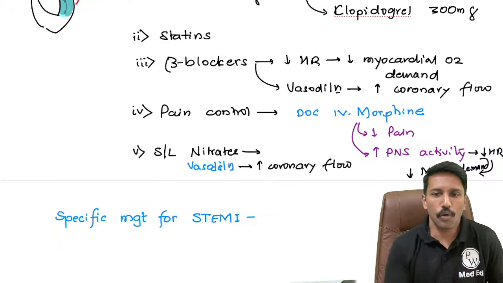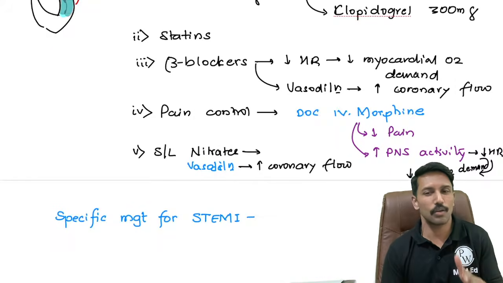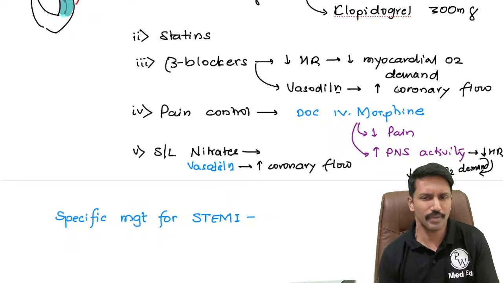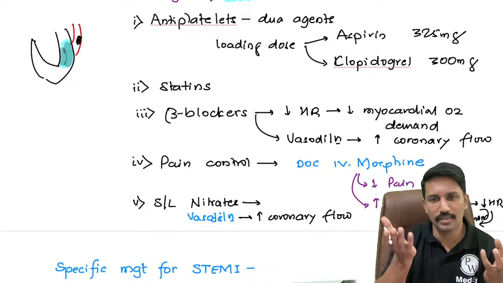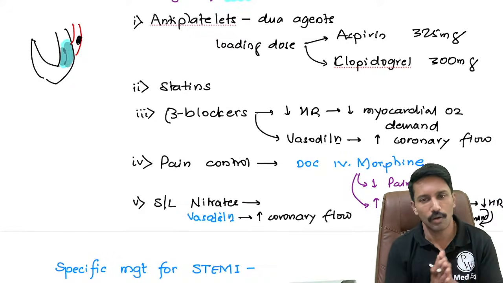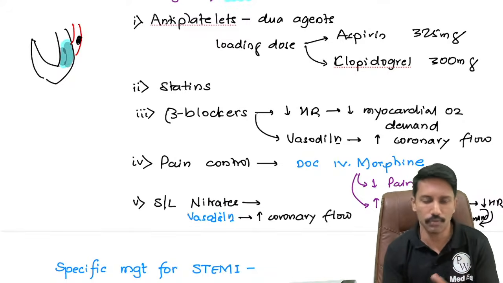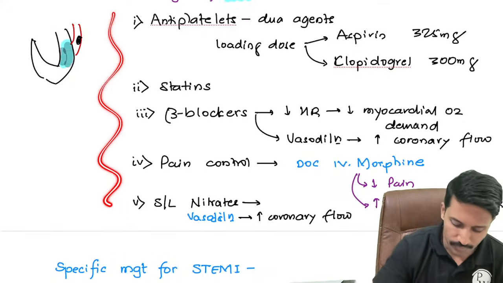Today, generally we do not use oxygen because oxygen alone is not going to solve the patient's problem. As long as blood oxygen level is fair enough, the goal is to decrease the demand and increase the blood supply, not just the oxygen. But if patient is hypoxic, we can give oxygen. So these are the general management.